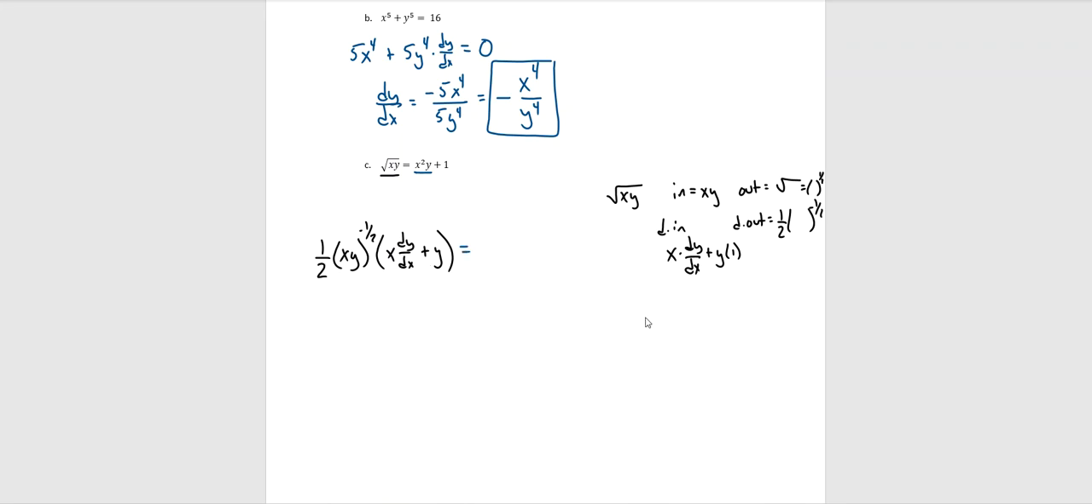Equals. Now let's take a look at our x squared y. We have a product rule where our first is x squared and our second is y. The derivative of the first is 2x. The derivative of the second is dy dx. So our derivative is first times the derivative of the second plus second times the derivative of the first. And the derivative of 1 is 0.